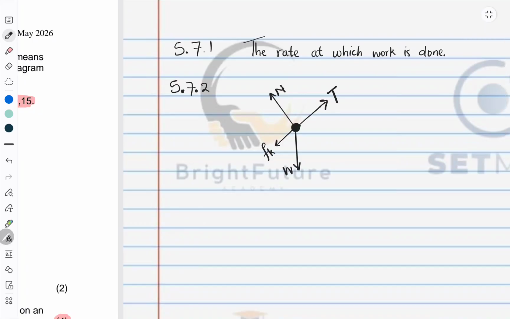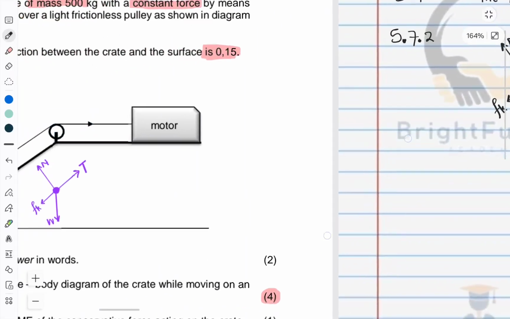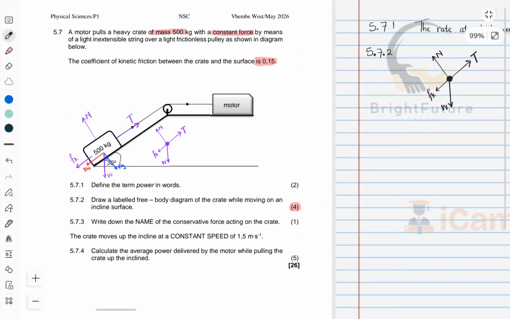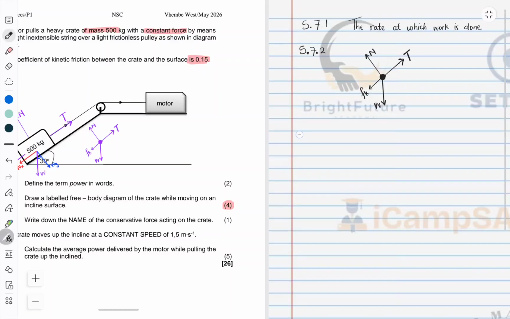Right. Now, let's continue. So, we go to 5.7.3. Write down the name of the conservative force acting on the crate. Remember, there are what we call conservative forces and non-conservative forces. Conservative forces, they are dependent on the path taken by the object, while non-conservative forces are independent of the path taken by the object. It's the other way around, my bad.